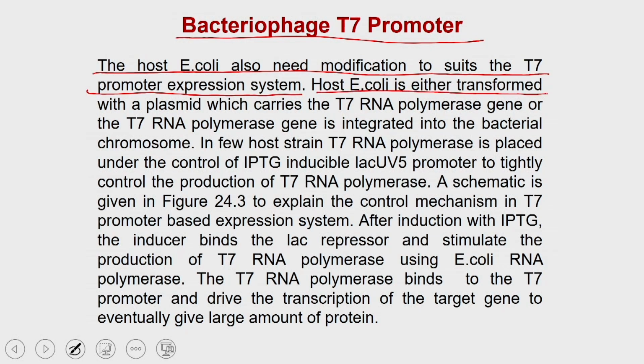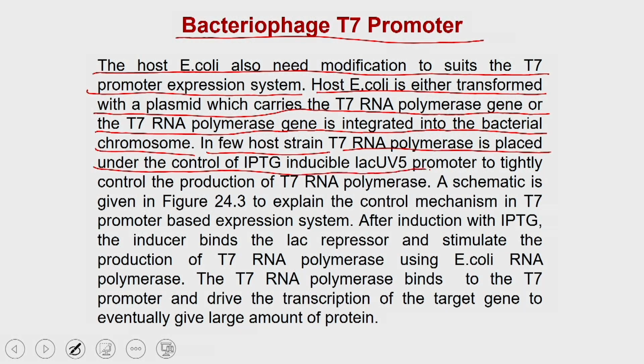Host E. coli is either transformed with the plasmid which carries the T7 RNA polymerase gene, or the T7 RNA polymerase gene is integrated into the bacterial chromosome. In a few host strains, T7 RNA polymerase is placed under the control of the IPTG inducible lac UV5 promoter to tightly control the production of T7 polymerase.